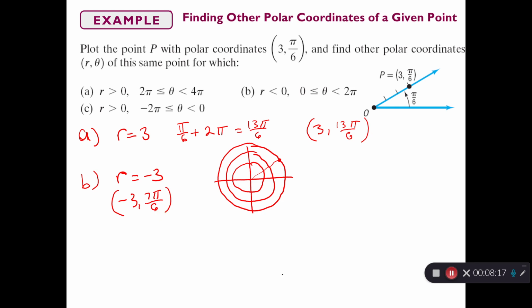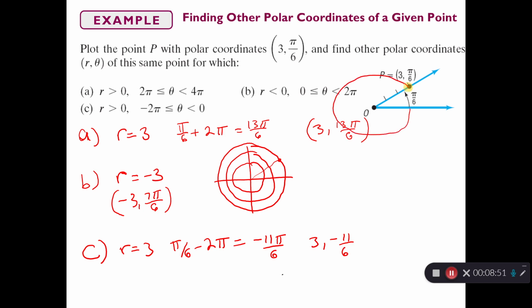Now for the third one, again, we have a positive r, so r equals 3, and I just have to subtract 2 pi from my angle. So I have pi over 6 minus 2 pi, and that equals negative 11 pi over 6. So my answer again would be 3 comma negative 11 pi over 6, which would take us in this direction. Not quite all the way around, but most of the way around.